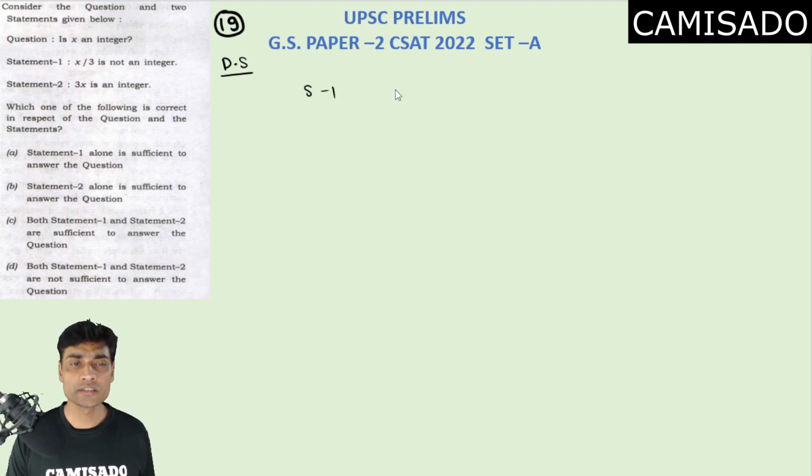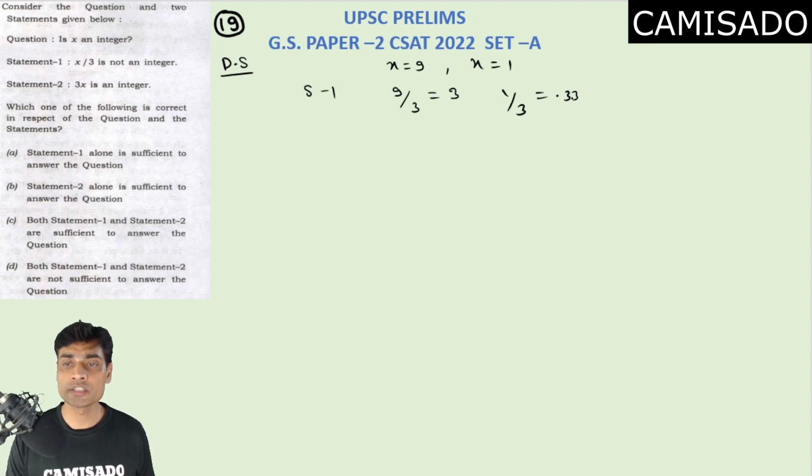So we can take x equals 9. So 9 by 3 is equal to 3, which is an integer. So statement number 1 cannot define x as an integer or not, because x by 3 is not an integer, but here x is an integer. Suppose we take x equals 1, then 1 by 3 equals 0.33. Now this time it is not an integer, so both cases are possible.